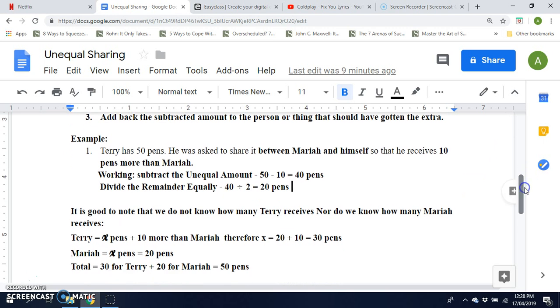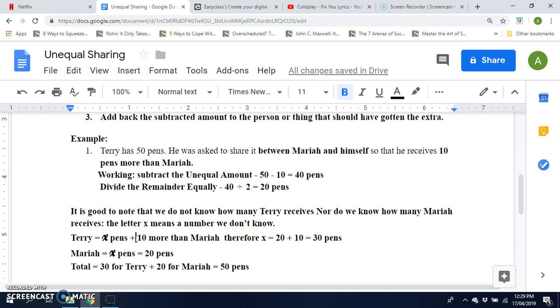It is good to know that we do not know how much Terry receives and we do not know how much Maria receives. The letter X, well, any letter, but I'm using X, means a number we do not know. So I don't know how much Terry is getting. I'm going to call that X amount of pence. I don't know how much Maria is getting. I'm going to call that X amount of pence.